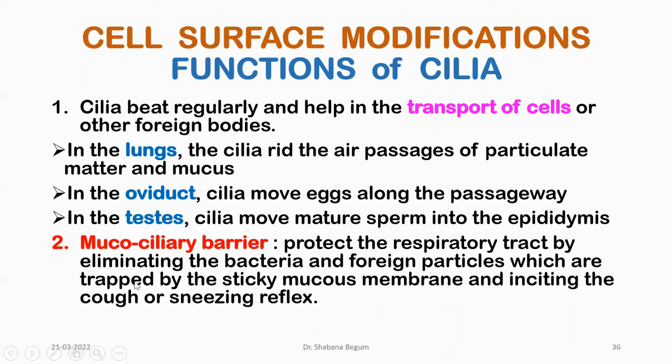Now, what is mucociliary barrier? The goblet cells in the respiratory tract produce mucus, and in this sticky mucus, the bacteria and the foreign particles get stuck, they get trapped. And when the cilia move, they help to broom the sticky material towards the larger air passages, which now incites a cough reflex or the sneezing reflex, and the bacteria or the foreign particles are thus expelled out of the body. That is mucociliary barrier.